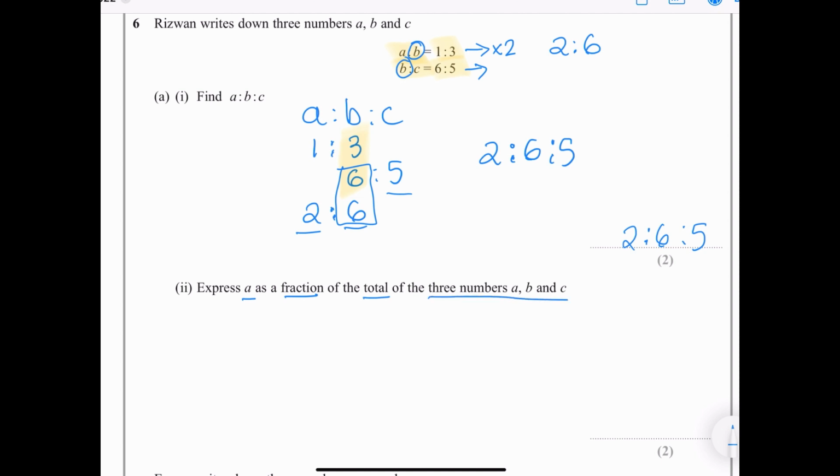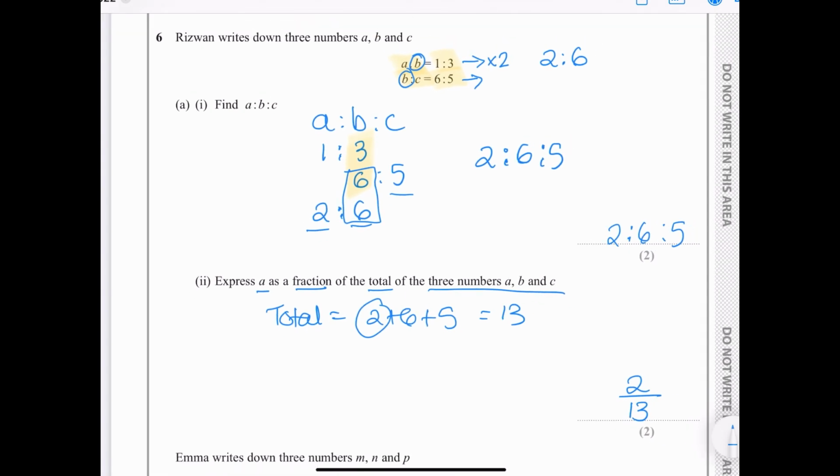Right, for part 2 of this question, I've got to express A as a fraction of the total of the three numbers A, B, and C. So the total is going to be 2 plus 6 plus 5. That gets me 8 plus 5, which is 13. And how many A parts did we have? It was 2, so my fraction is 2 over 13.